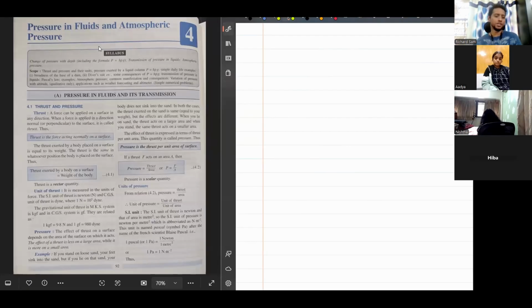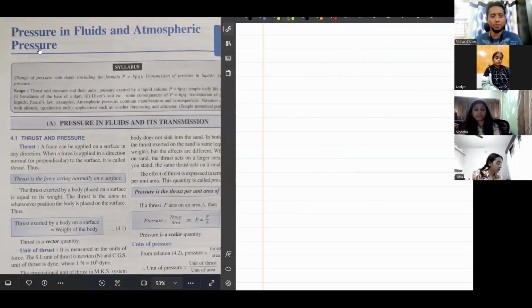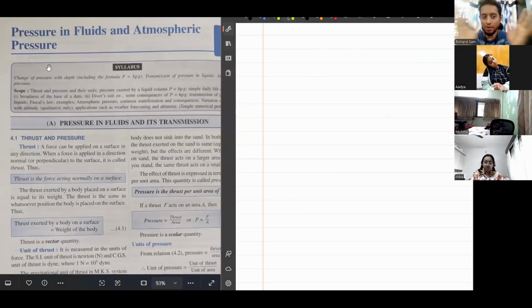Okay, chapter 4, pressure in fluids and atmospheric pressure. So two topics, pressure in fluids and atmospheric pressure. Now, how are they different? Think, your atmosphere is also a fluid, right? Fluids is any liquid or gas. So when we say pressure in fluids, we're talking about being inside the fluid. And atmospheric pressure is also similar because you're inside the atmosphere and the pressure of the atmosphere is being exerted on you. So pressure in fluids and atmospheric pressure is very similar.